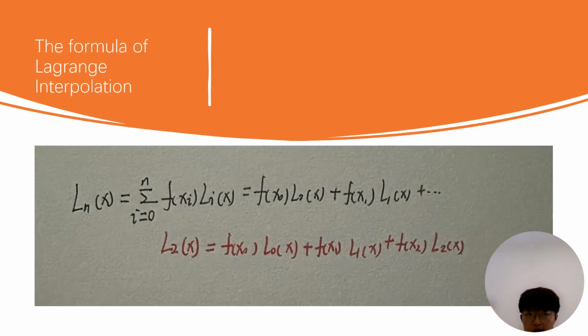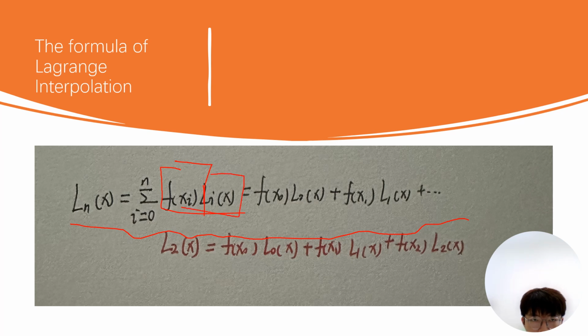And here's the formula of Lagrange interpolation. f(xi) is the value of the function at xi, and Li(x) is the basis of Lagrange interpolation. For example, for n equals 2, this is f(x0) L0(x) plus f(x1) L1(x) plus f(x2) L2(x).